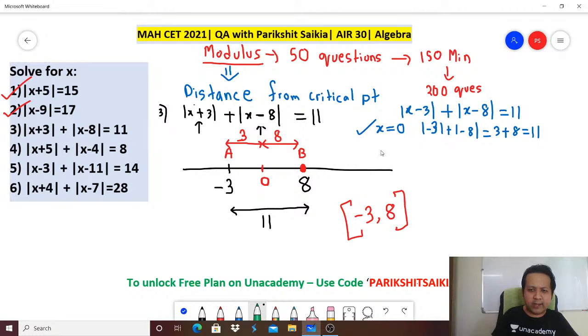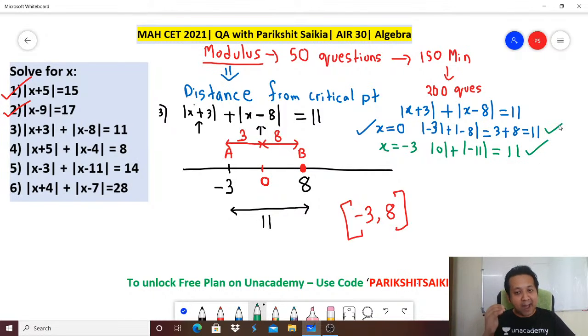Can you take another point? Let's say you take the point x is equal to minus 3. If you take minus 3, what will happen? Minus 3 plus 3 is going to satisfy this. Please check this. How much will you get? Minus 3 plus 3, the first point is 0. The next point is minus 3 minus 8, 11. Can you see? 11. And this also satisfies. So any point from minus 3 to plus 8 will satisfy this.